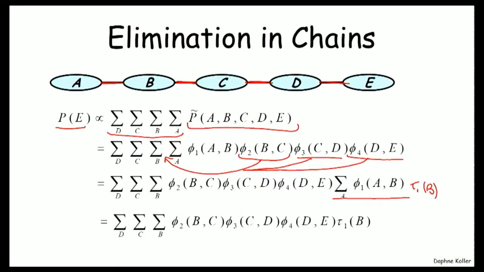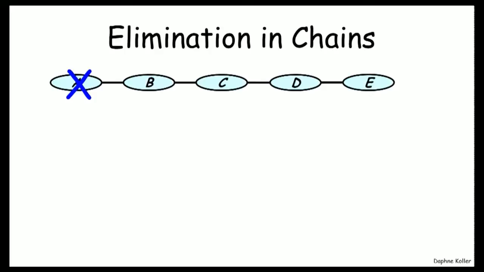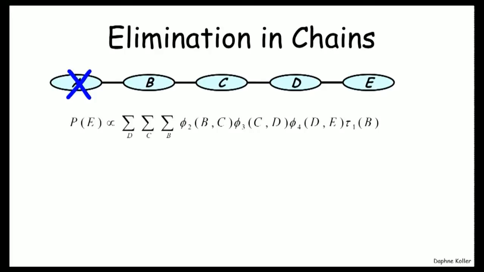So now let's continue developing this expression further, noting that we now have an expression that doesn't involve A, only the variables B, C, D, and E, so that effectively we've eliminated A from our graphical model. So let's go back to this expression.